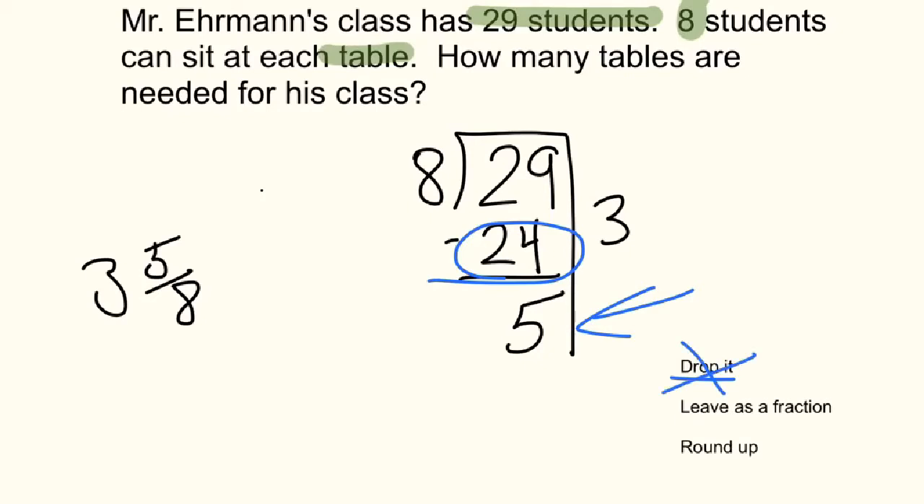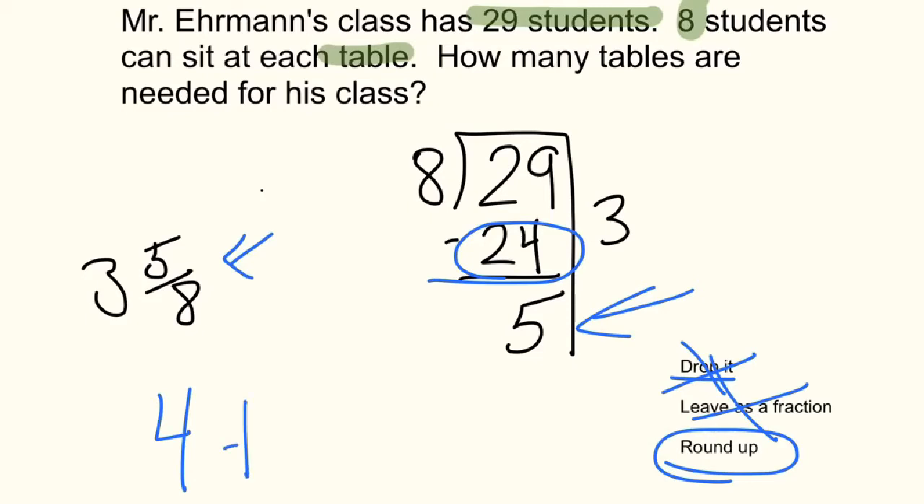Leave it as a fraction. As far as I know, our maintenance manager, Mr. Williams, is not going to be able to cut a table into a 5/8 size piece. So we're not going to be able to have a fraction of a table. My only option is to round up so that I have 4 tables so all my students can fit, and there will just be a couple empty seats at different tables, or 3 empty seats at one table.